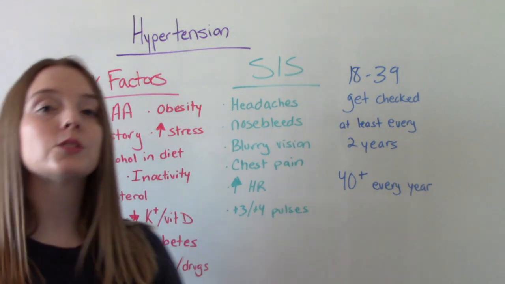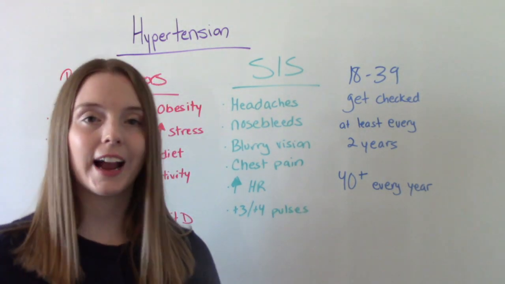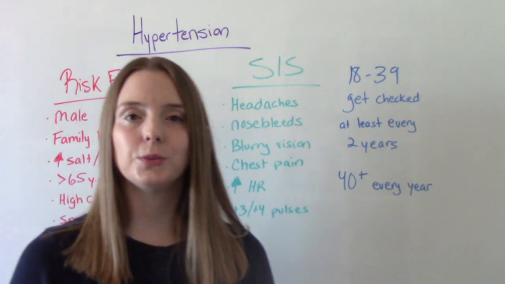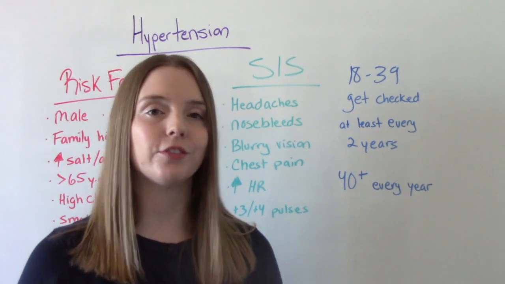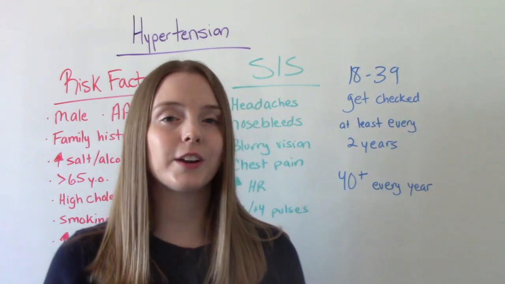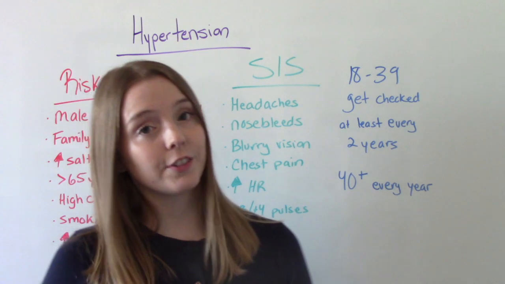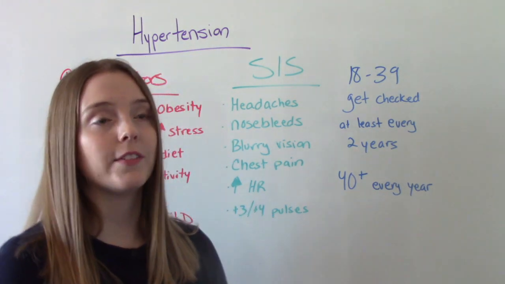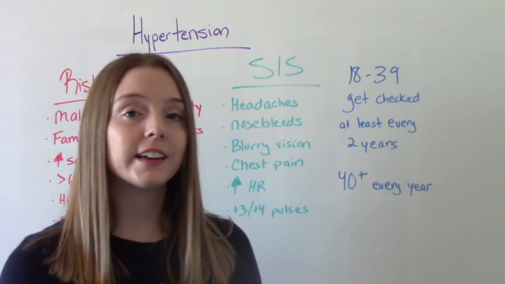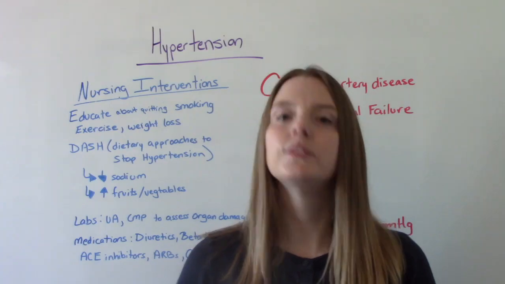So when do we need to get screened? If you are a healthy 18 to 39-year-old, the recommendation is you get your blood pressure taken at least every 2 years. Most people should probably get it done before then, right? You should have an annual physical where they take your blood pressure, but they say at least every 2 years. And if you have any risk factors or you're over the age of 40, every single year you should have your blood pressure reading done.